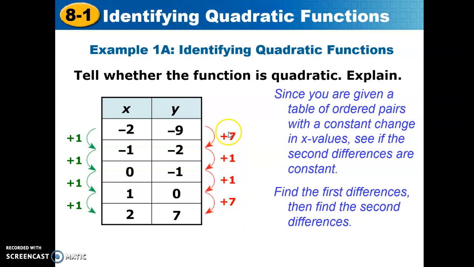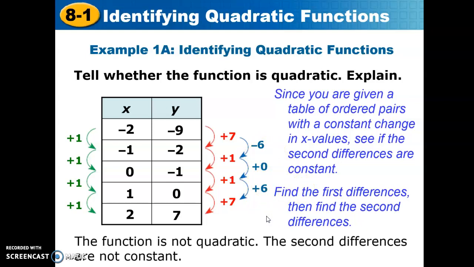From these numbers here, we're going to find our second differences. How do I get from 7 to 1? What do I have to do? I have to subtract 6. From 1 to 1, I have to add or subtract 0. Same thing, right? If I go from 1 to 7, I have to add 6. These are not consistent changes. So therefore, we do not have a quadratic. Okay?